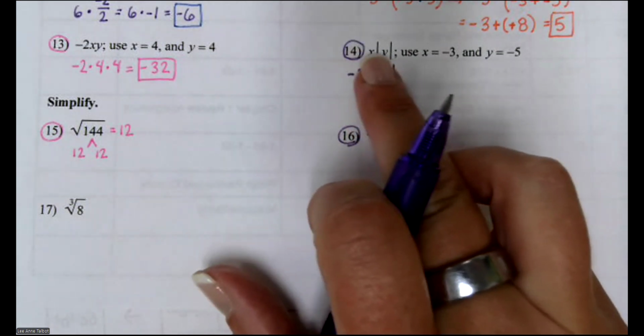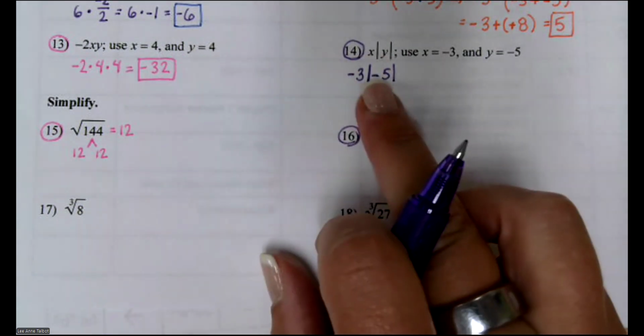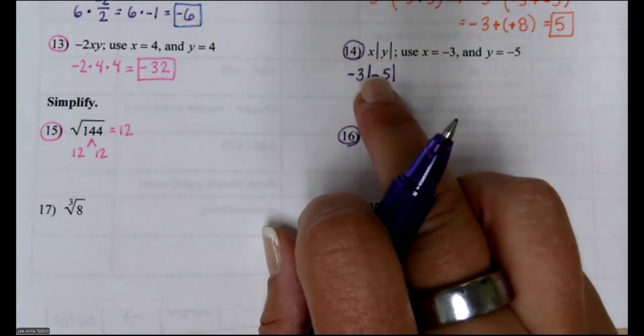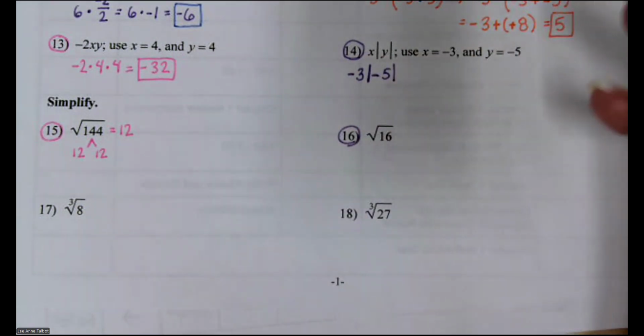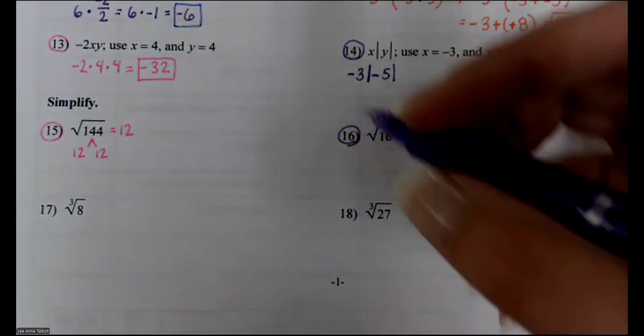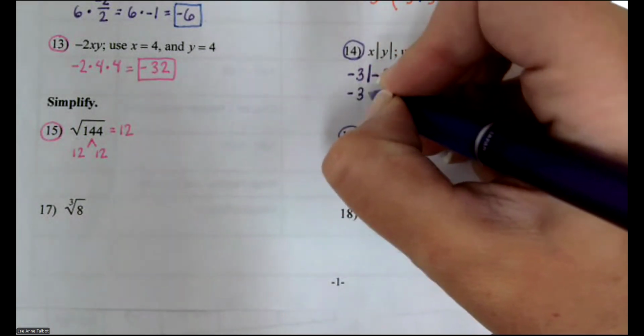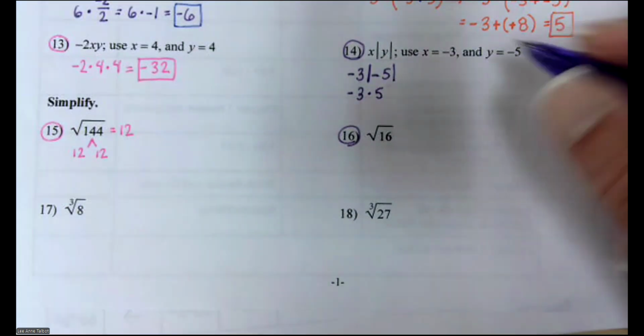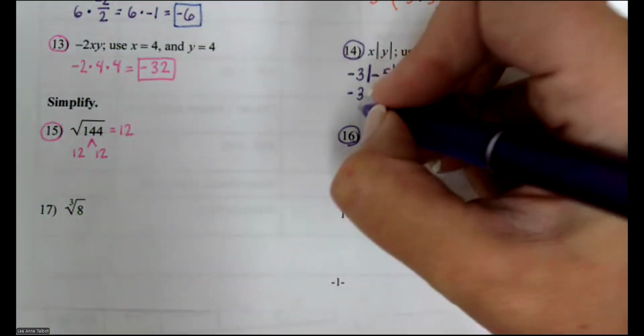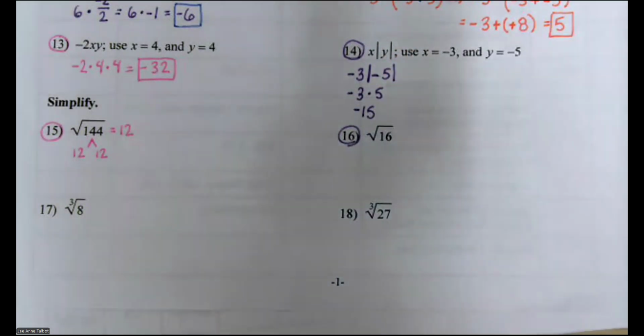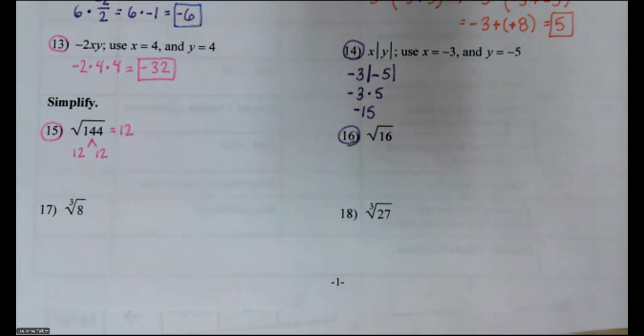So when the letters are right next to each other like this, it means multiply. This is -5, so the absolute value of -5 is 5. So you go -3 times 5 like this. And that is -15. That happened a lot of times on the quiz, like a bunch of times.